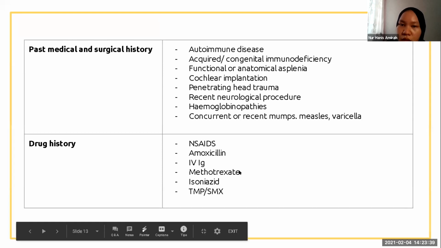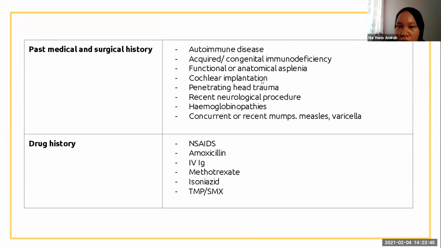So for example, congenital immunodeficiency and others. For cochlear implantation, it is likely suggestive of Streptococcus pneumoniae meningitis. And then for penetrating head trauma and also a recent neurological procedure, it may be suggestive of staphylococcal meningitis. Hemoglobinopathy such as sickle cell disease, and also post-infectious encephalitis, which follows mumps, measles, or varicella. And then for the drug history, ask if the patient is on prolonged antibiotic therapy, it may cause immunodeficiency in the patient, or even the drug.